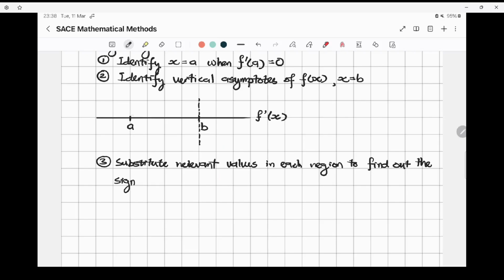For instance, if a equals 1, I can substitute f prime of 0 to find out the sign. And then I substitute f prime 2 to find out the sign. Let's say b is 4. Then I can substitute f prime 5 to find out the sign. Okay? So the signs are important, not the values. And remember, your vertical asymptote always has to be respected.